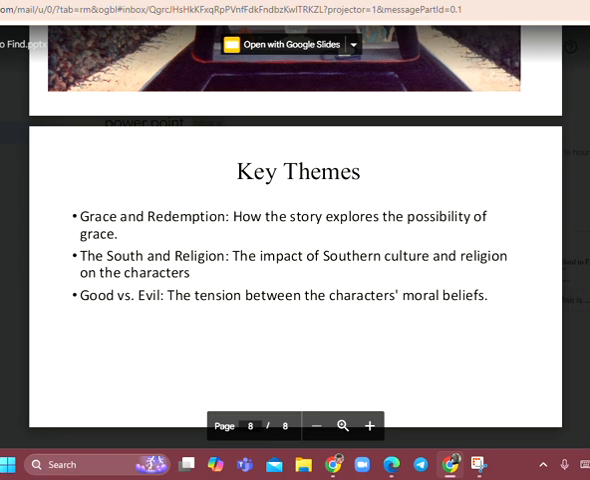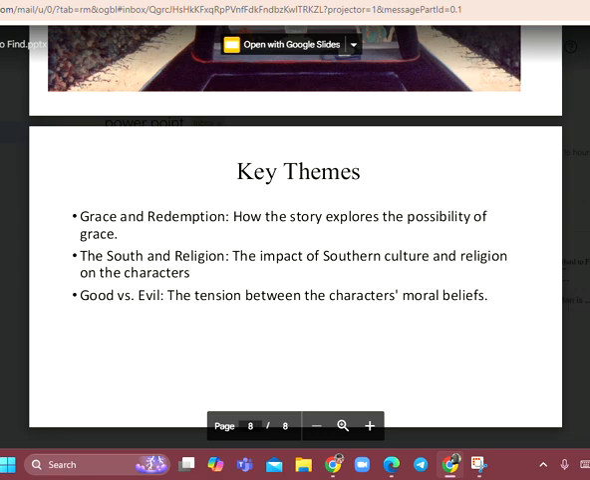Key themes. So the key themes in this story are grace and redemption. We can ask ourselves and see how the story explores the possibility of grace from the beginning till the end, and who deserves to be graced before their death and after that. We also see the South and religion. We can see the impact of Southern culture and religion on the characters themselves and how they act and react, especially the grandmother.